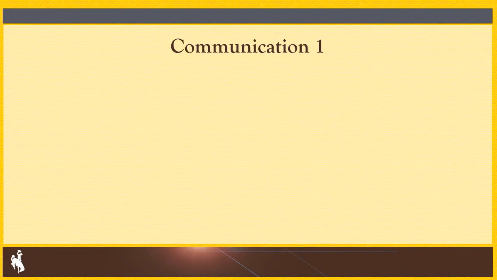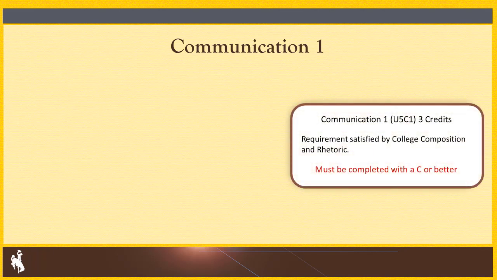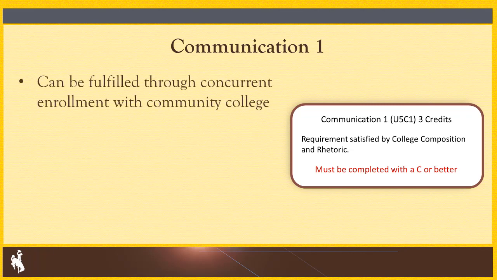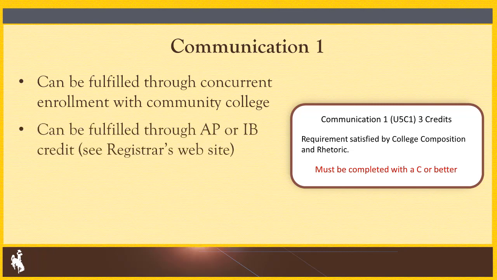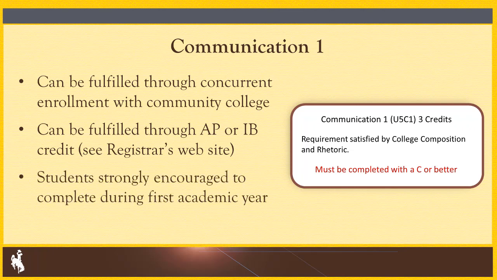There are 3 communication levels, and this is the first. Again, similar to the first year seminar, it must be completed with a C or better. Although a D will earn a student credit, it will not fulfill the University Studies requirement. The USP can be fulfilled through concurrent high school enrollment, which is a really common trend with students. It can also be fulfilled through AP or IB credit. You can check the registrar's website for details on the scores that a student would need in each of those areas. Students are strongly encouraged to complete this during their first academic year, as it serves as a prerequisite for many, many courses, especially the Communication 2 courses, naturally.